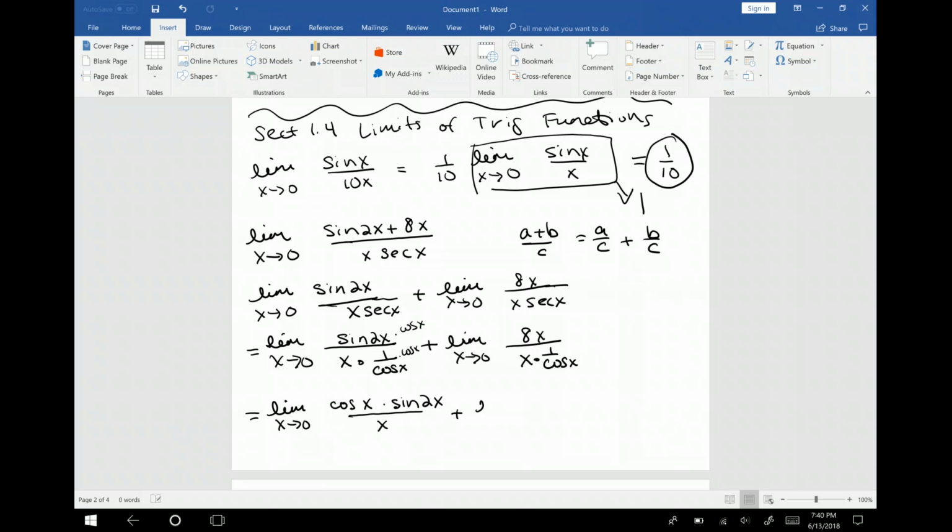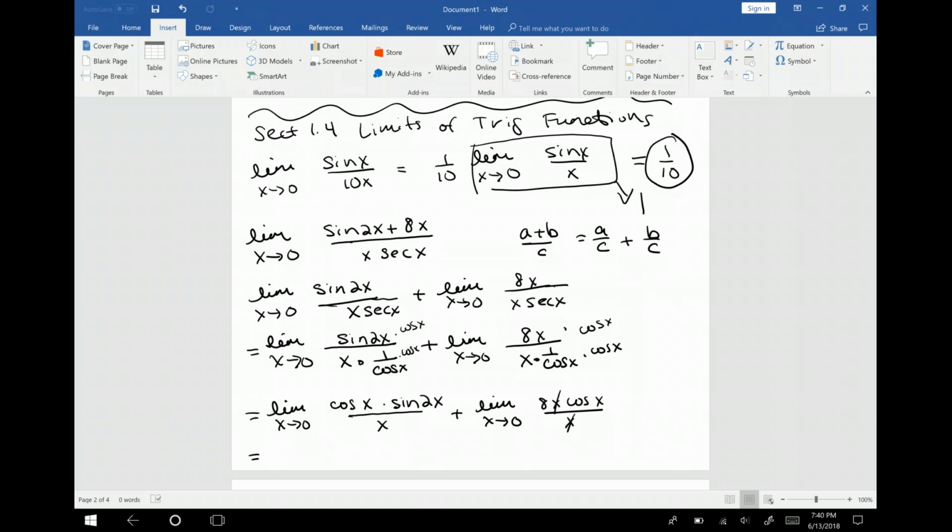And then for the second one, limit as x goes to 0. I'm going to do the same thing, multiply the top by cosine of x, multiply the bottom by cosine of x. So in the top I have 8x times cosine of x over x. This one we can cancel these x's because it's 8 times x times cosine of x. The first one you can't cancel those x's because remember you have to have the cosine of something and the sine of something. So you can't cancel anything there.